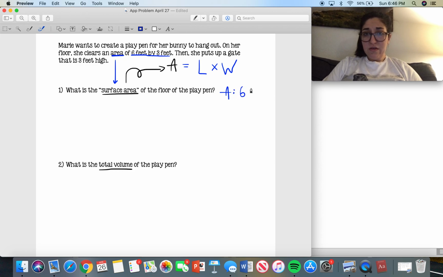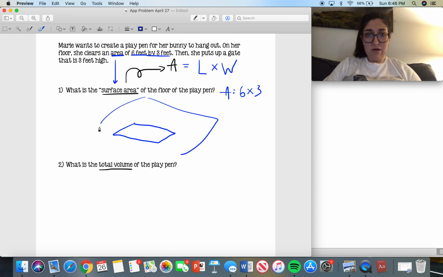6 times 3. And you can almost think about it like, let's say this is Marie's floor here, right? I know that's not perfect, but we can go with it. If this is her entire room that we're talking about, this is the area that she cleared for the bunny playpen. And it's 6 feet, so on this side is 6, FT for feet. And then on this side, it's 3 feet.